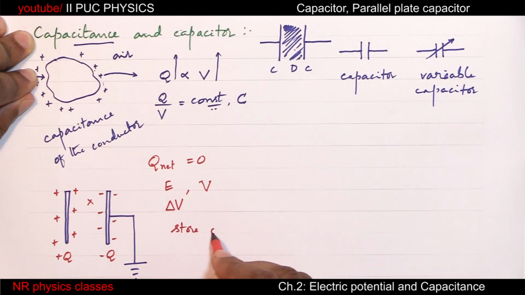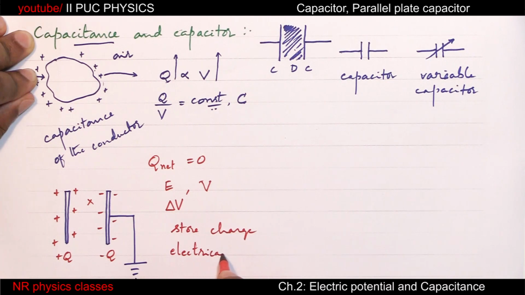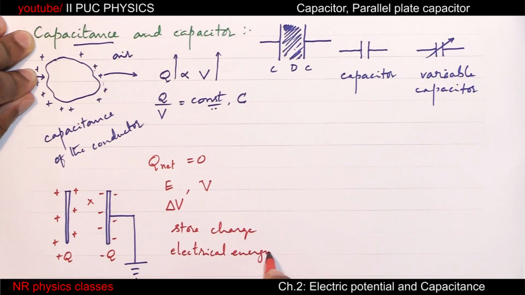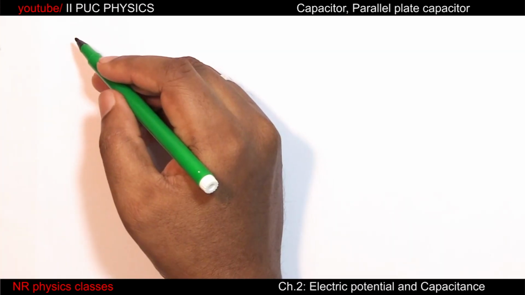Store charge. Second, capacitor is an arrangement, it is a device used to store electrical energy. So we can write these two, which is used to store charge, or the one which is used to store electrical energy. Now let us see why these two plates are used and why one of the plates is connected to ground. Now, action of capacitor.